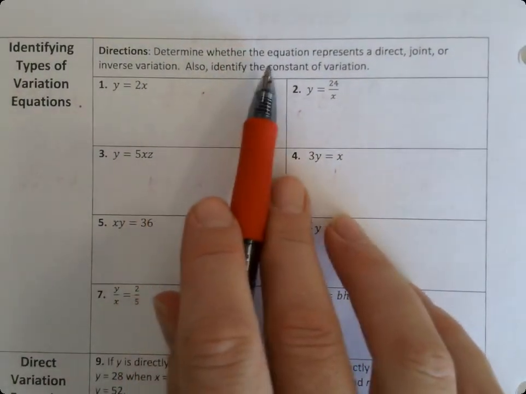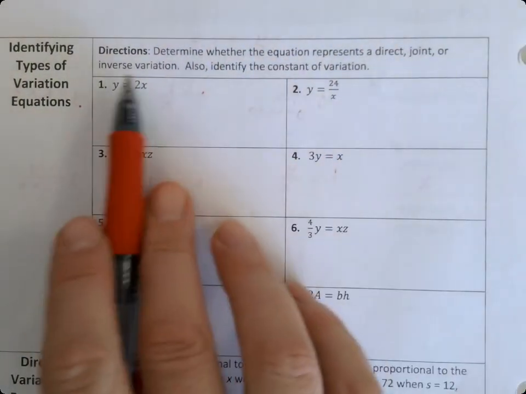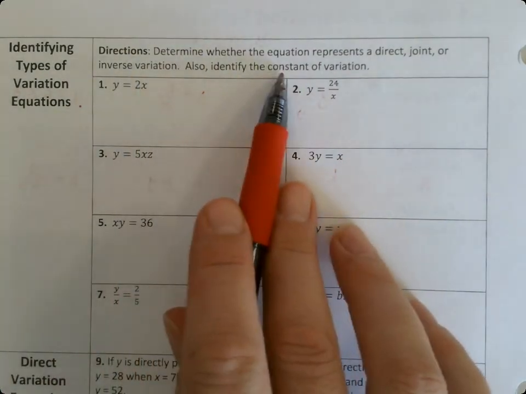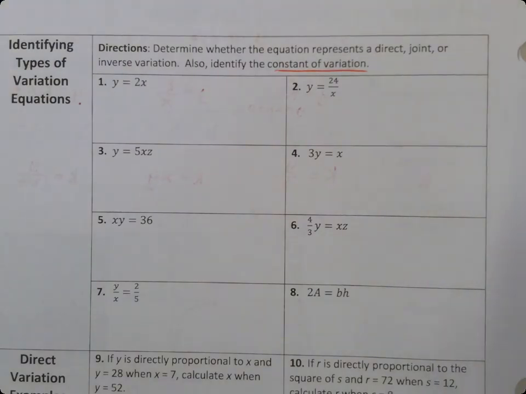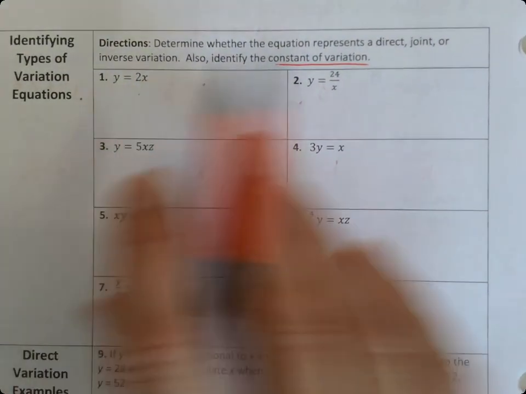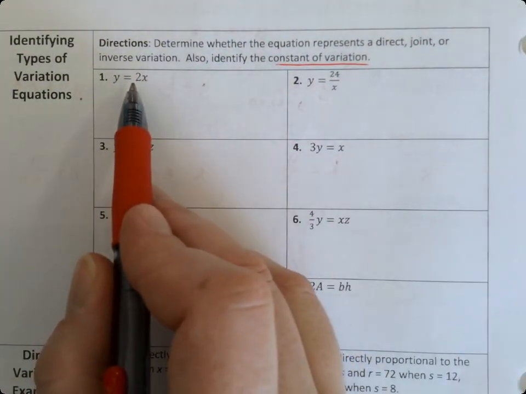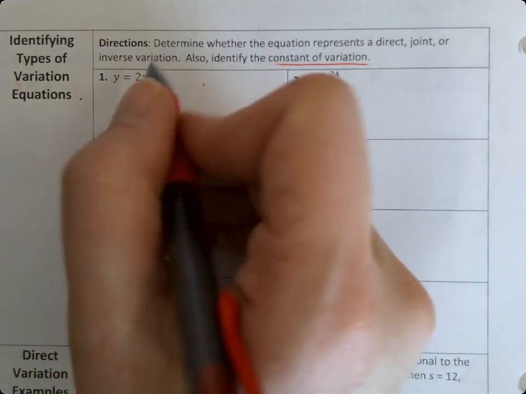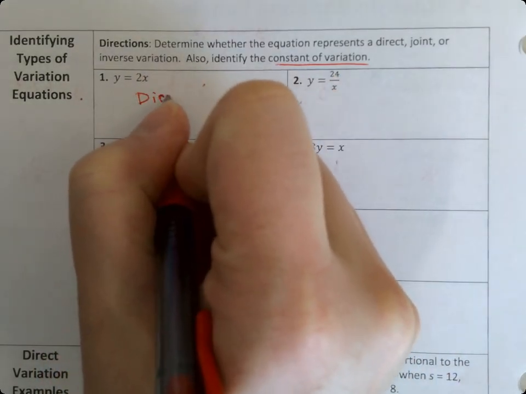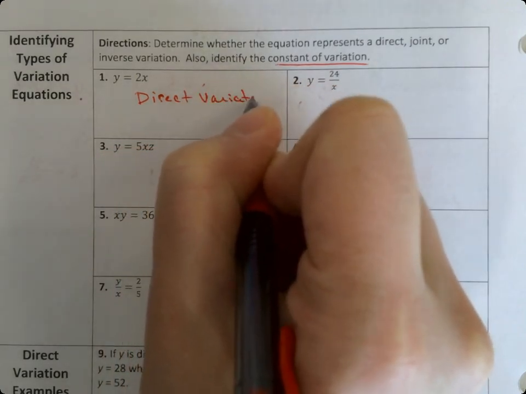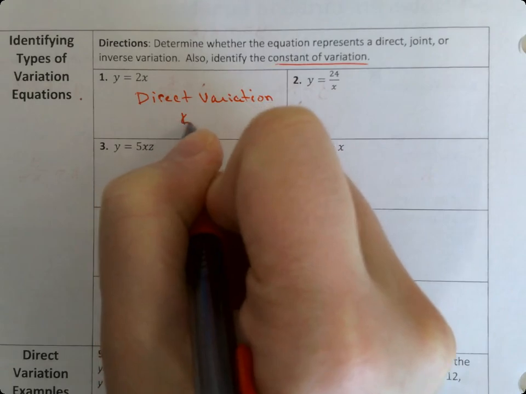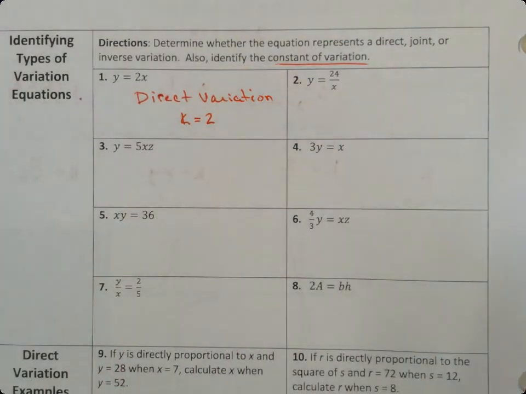Now, it says determine whether the equation represents a direct, joint, or inverse variation, and then identify the constant of variation. Okay, so what am I looking for? Well, this has y equals 2x. This is like k times x. So this would be a direct variation. And I didn't have to do any math. What is k? K is 2.